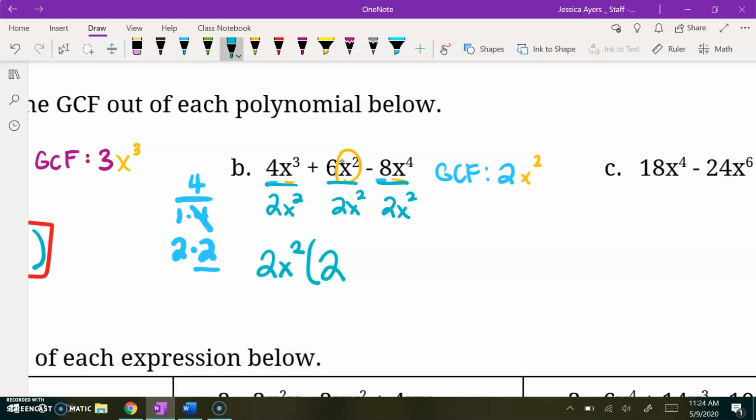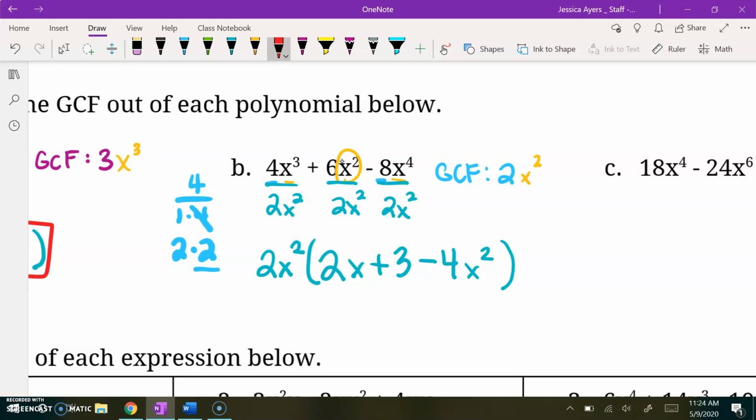Open up your parentheses. 4 divided by 2 is 2. If we have 3 x's, we take 2 out, we'll be left with 1x. Plus 6 divided by 2 is 3. If we have 2 x's and we take 2 out, we'll be left with none. And then minus 8 divided by 2 is 4. If we have 4 x's, we take 2 out, we'll be left with 2. If you wanted to rearrange the middle part to write it in standard form, you could, but at this point, we're not really worried about that.